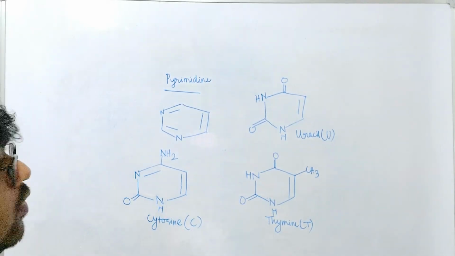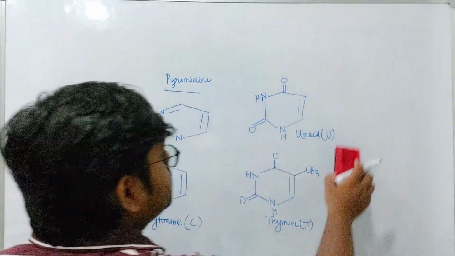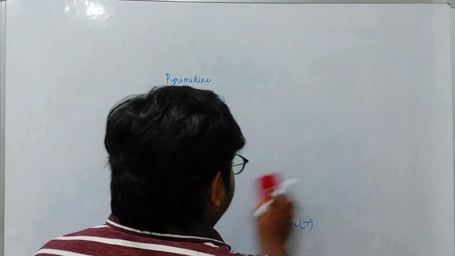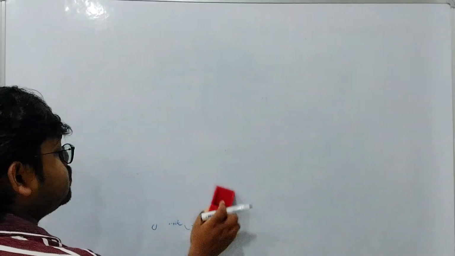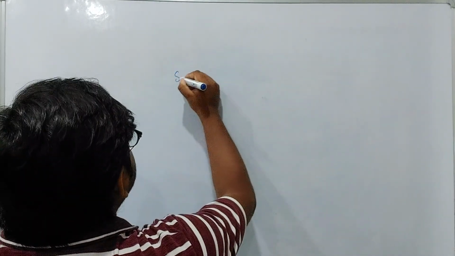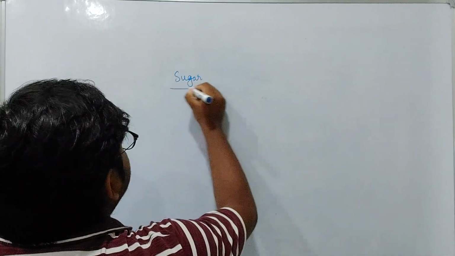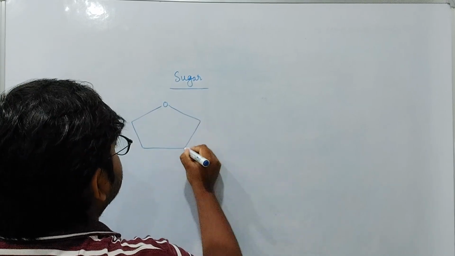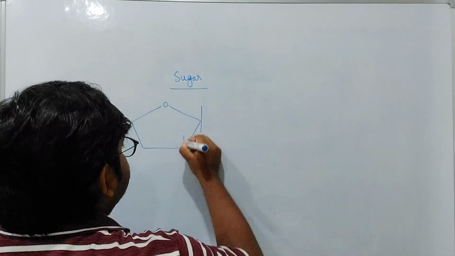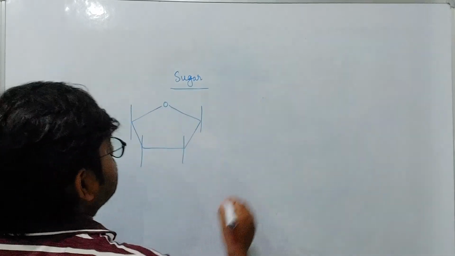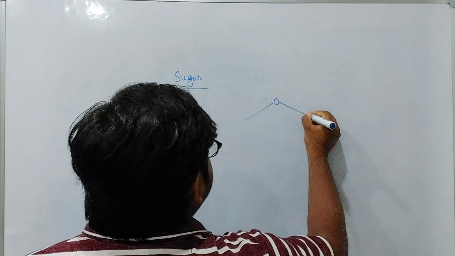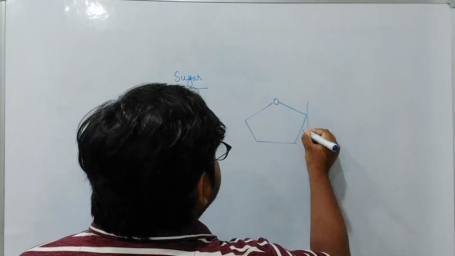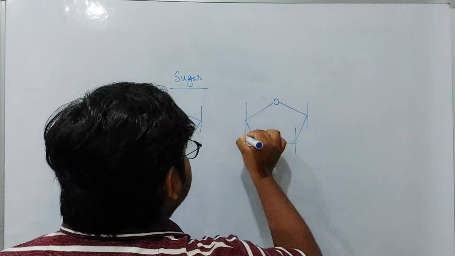Now it's time for the sugar, that is pentose sugar, ribose and deoxyribose. So let's know these two sugars one by one. So let's draw sugar. As I have discussed, it's a pentose sugar, so that's why there should be 5 carbons. So 2 sugars I am going to write. One is deoxyribose, another one is ribose.